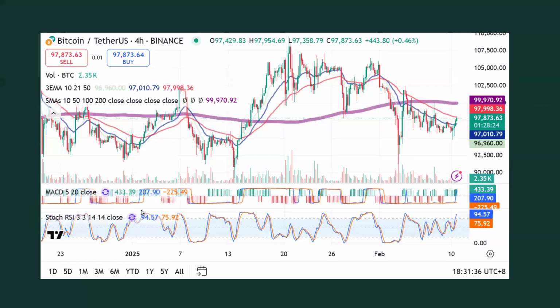Let us take a look at this chart over here. This chart shows the MACD, and how it reflects the data from the current movement of Bitcoin. I'm using Bitcoin as an example.